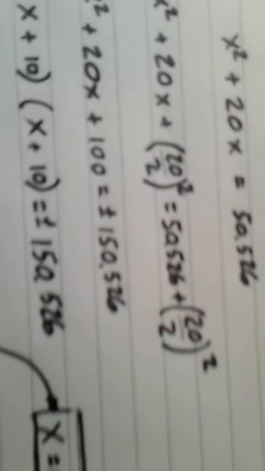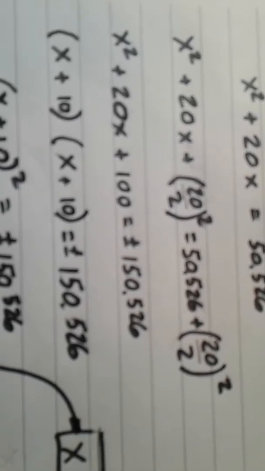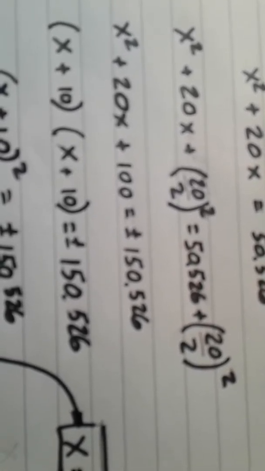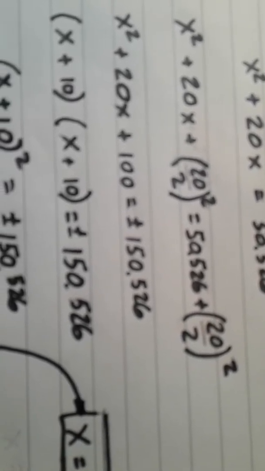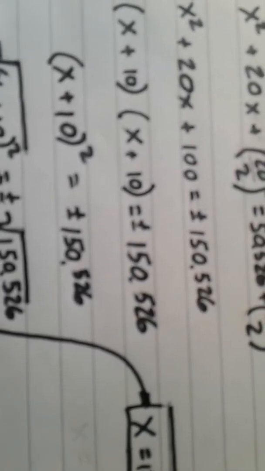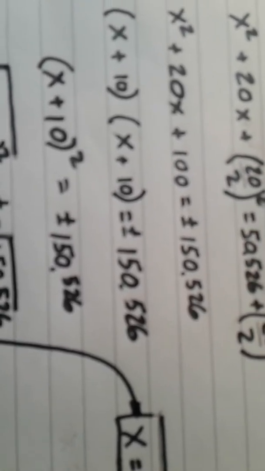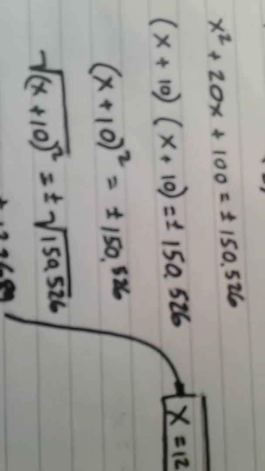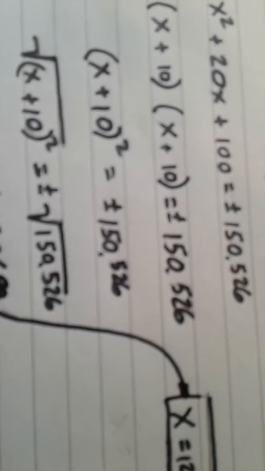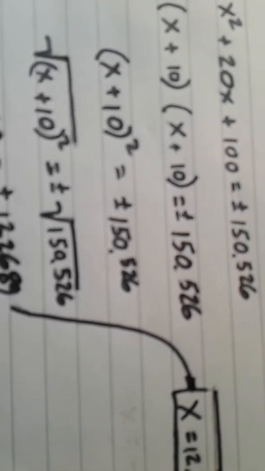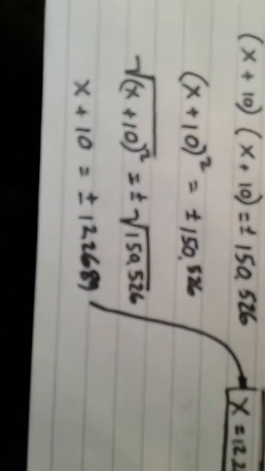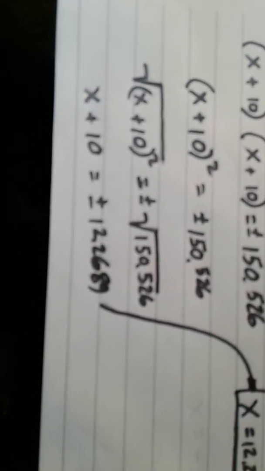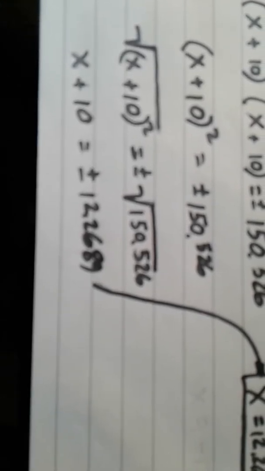So then I came up with x squared plus 20x plus 100 equals plus or minus 150.526. Then I was able to factor that just by looking at it, which is x plus 10 times x plus 10, which equals x plus 10 squared in parentheses, equals 150.526. And then I took the square root of both sides. I get x plus 10 equals plus or minus 12.2689.